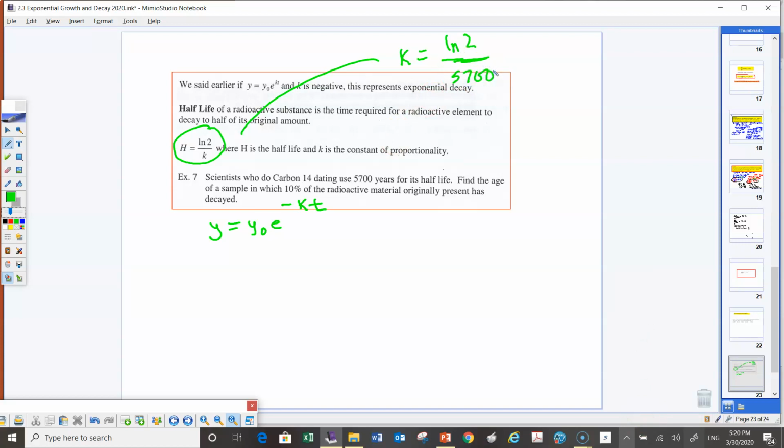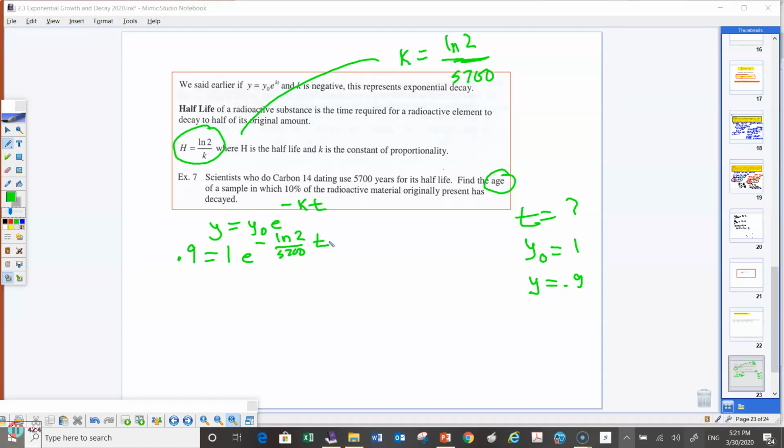And it says we want to find the age of a sample. So we're looking for the time is our question mark. In which 10% of the radioactive material originally present has decayed. So 10% has decayed, which means if my original amount was 1, my final amount is going to be 0.9. So therefore I plug in my information. So y is going to be 0.9 is equal to 1, e raised to the negative ln 2 over 5,700 t.